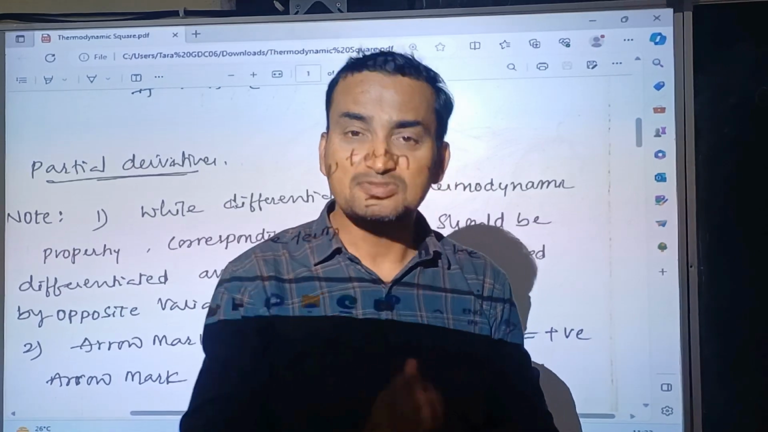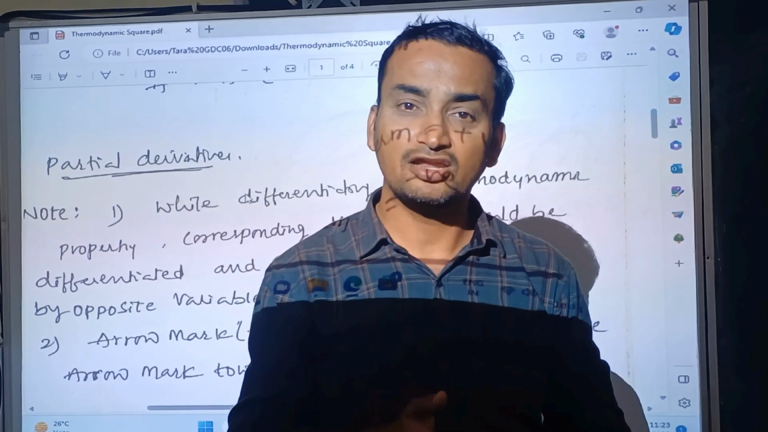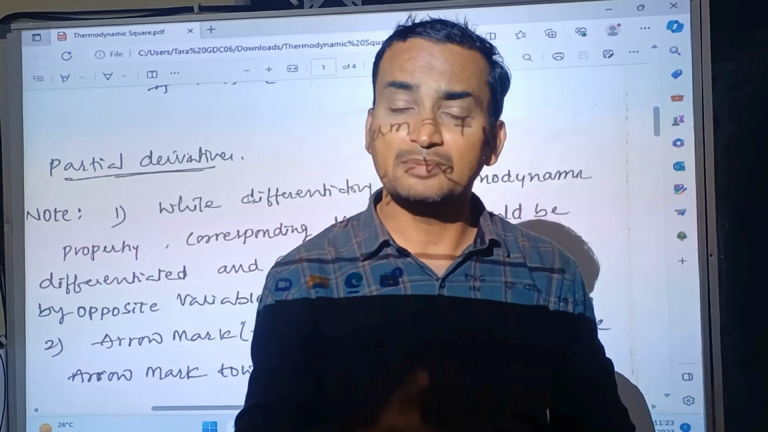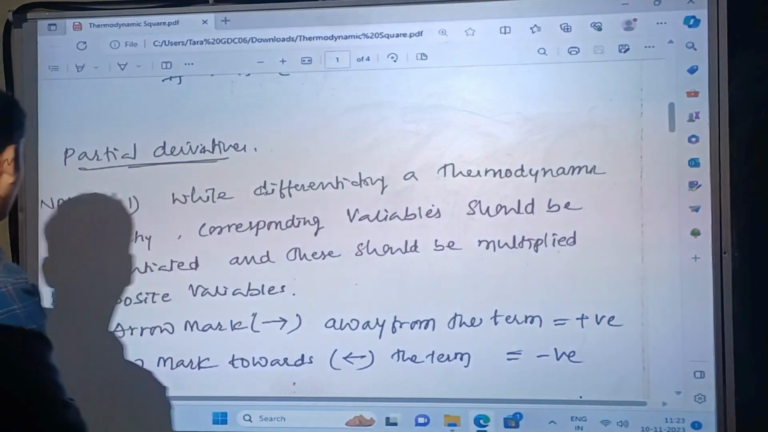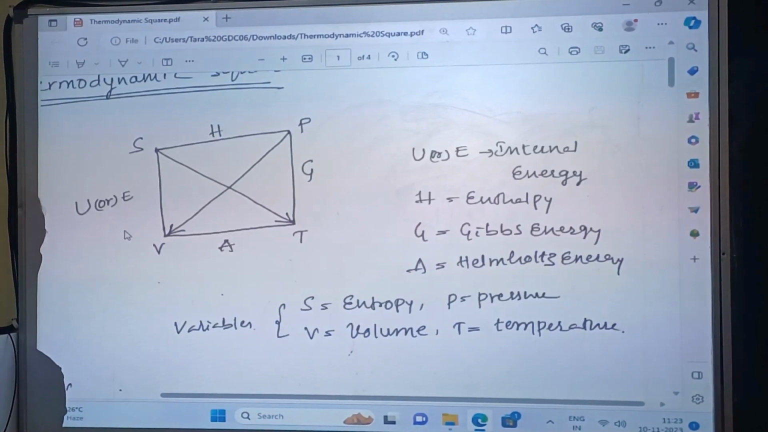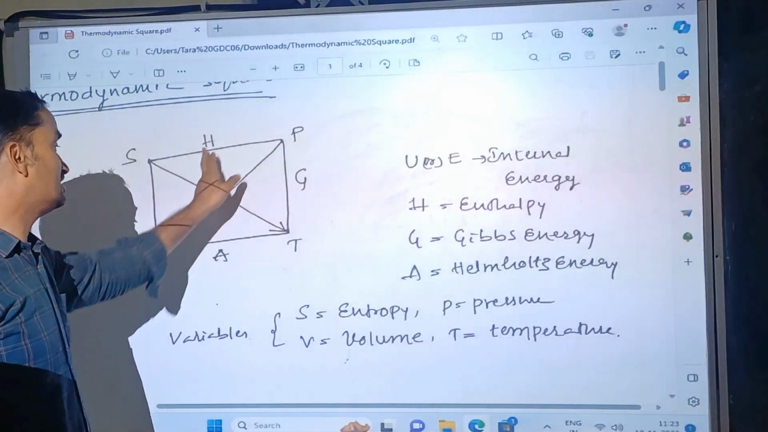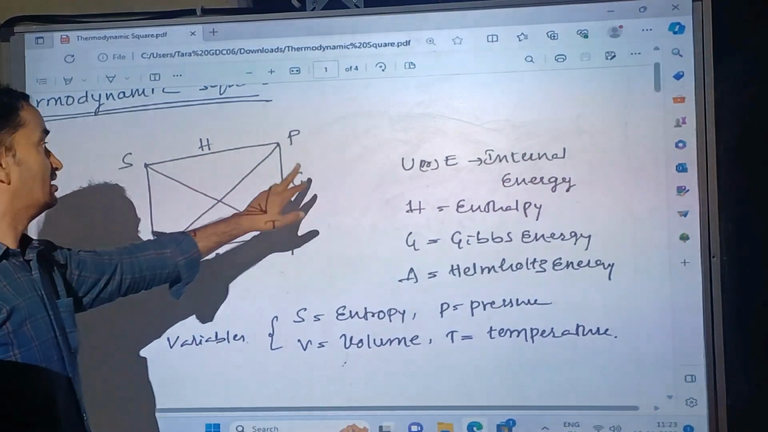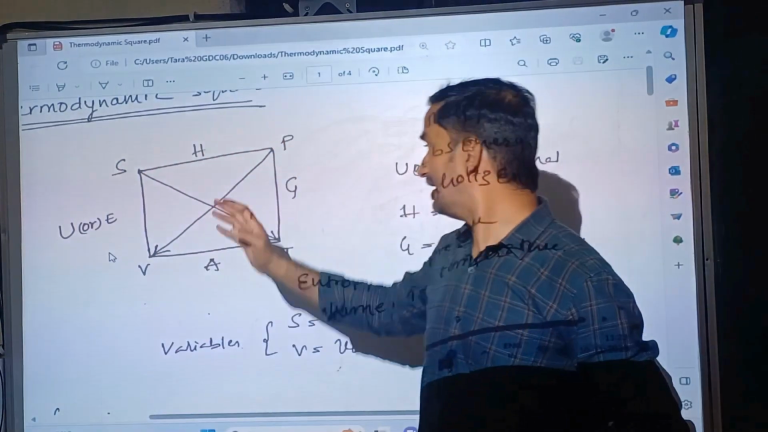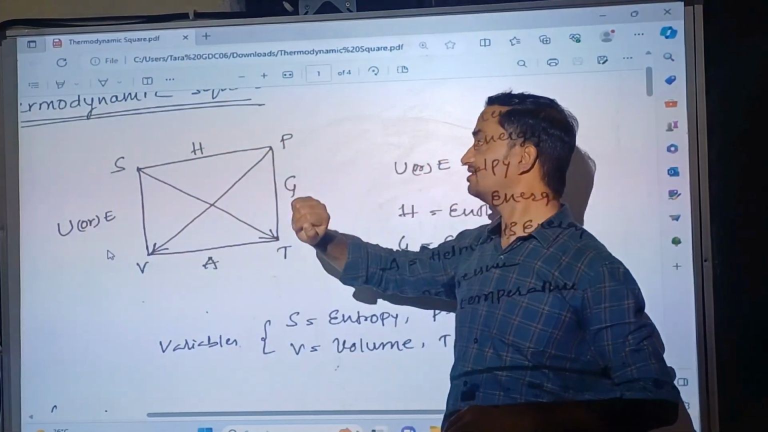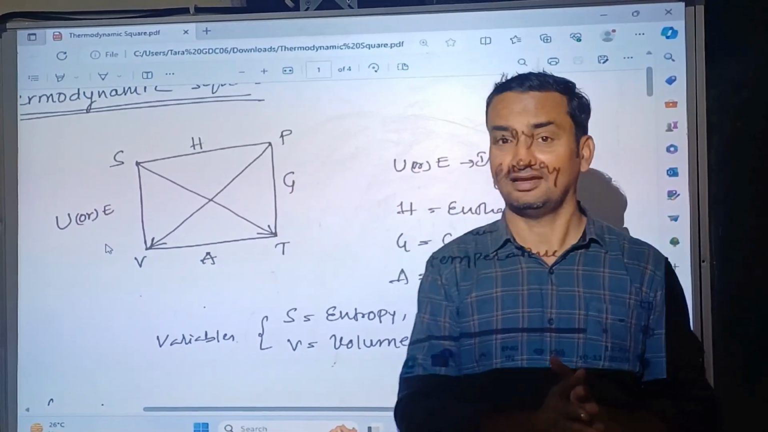Like that, not only for Gibbs energy, we can calculate for enthalpy, dou H. We can calculate the partial differential value of H, and also Gibbs energy, and also Helmholtz energy, and also the last one, this internal energy also. Okay, now we are going to derive partial differential equations of these four thermodynamic potentials. What are those four thermodynamic potentials? One is the internal energy U, another one is the enthalpy H, third one is Gibbs energy G, fourth one is A.